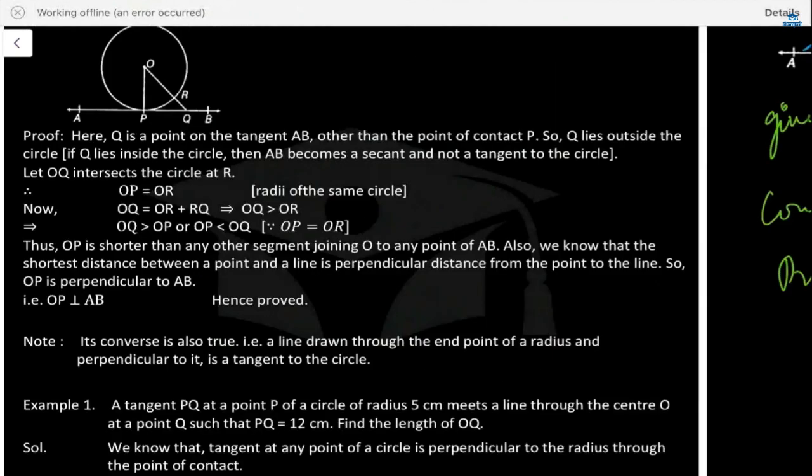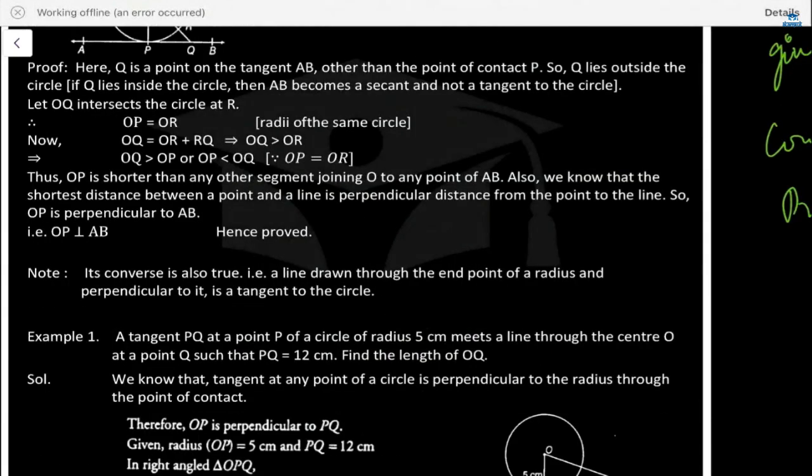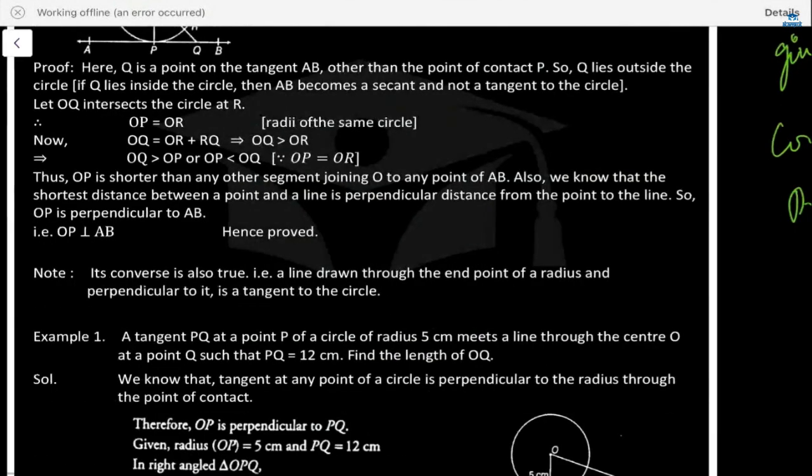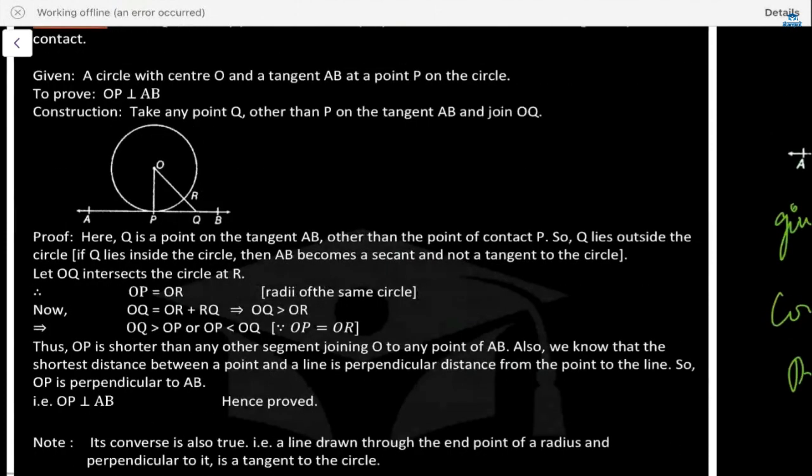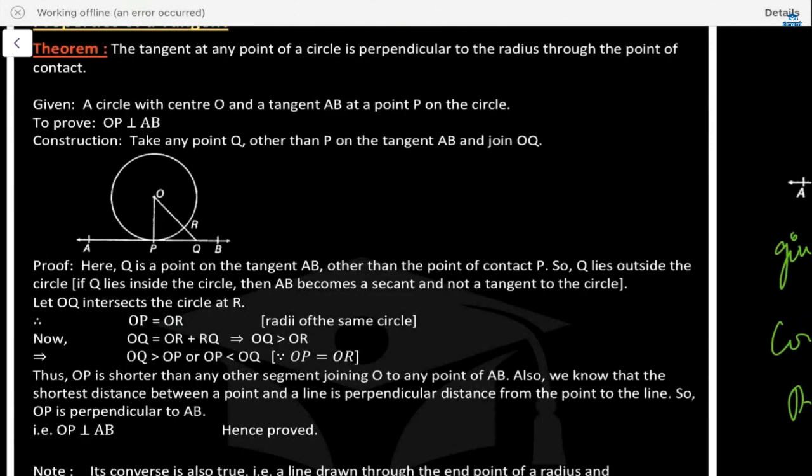I mentioned the statement here. Now, when you are doing the theorem, you have to properly write this. If you want, you can take the screenshot. So here you can say that OP is perpendicular to the tangent.